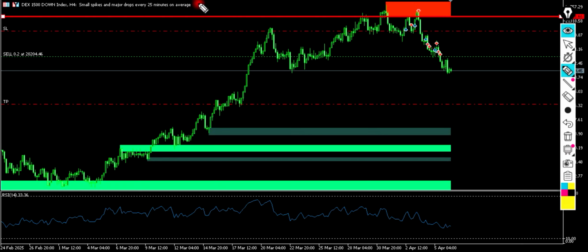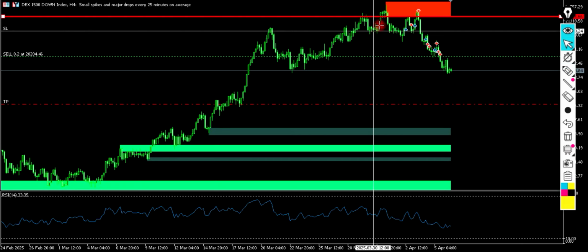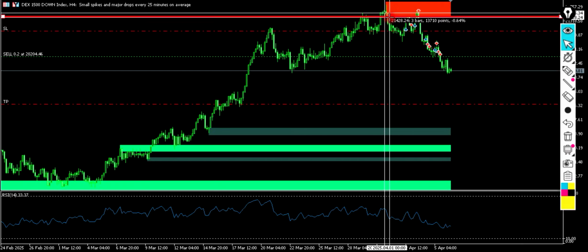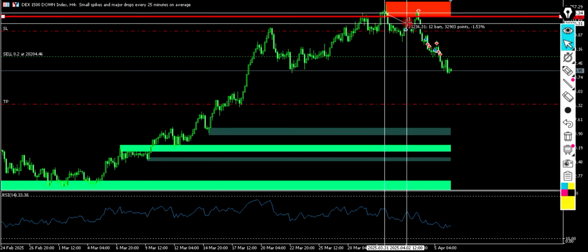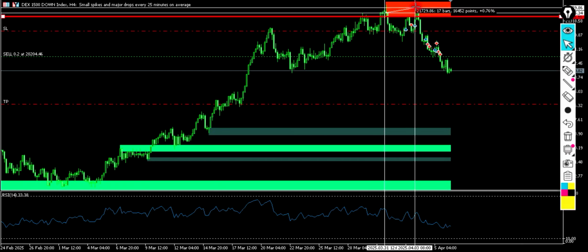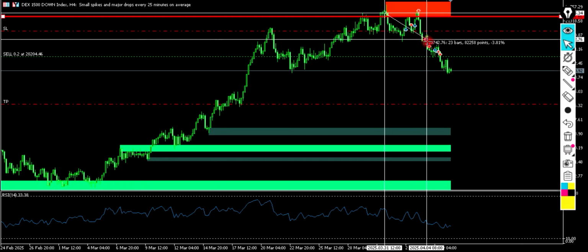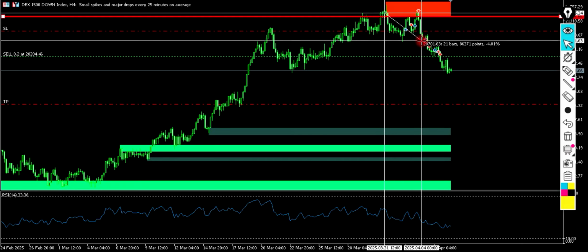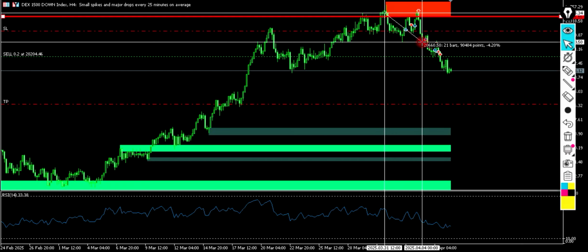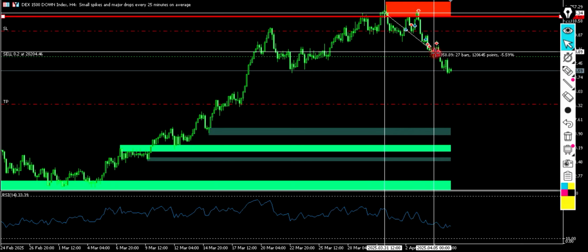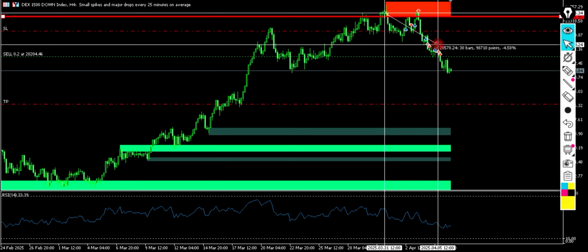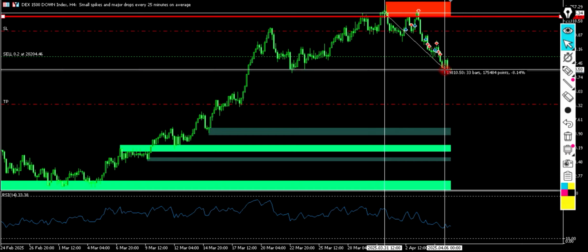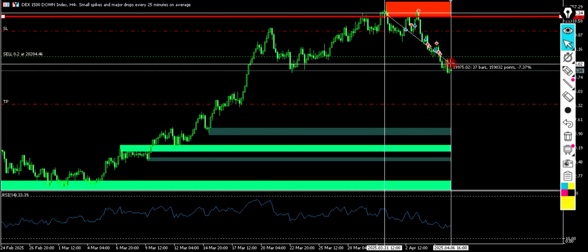I'm trying to make this as clear as possible, guys. So it rejected at this level right here after making a pullback, failed once more to create a higher high, and then price plummeted. It took out this low right here, as we can see. And right now we've got signs of strong bearish momentum continuation. We can see that from this engulfing candle.